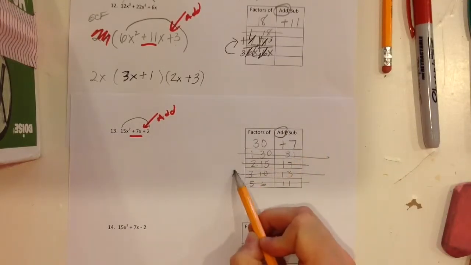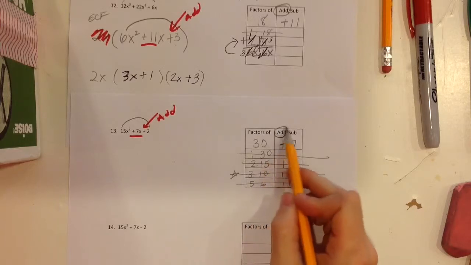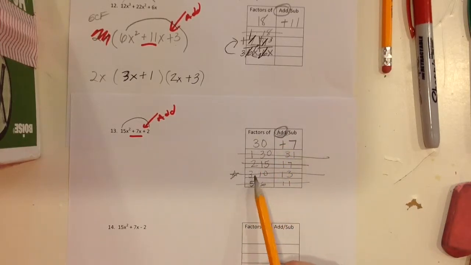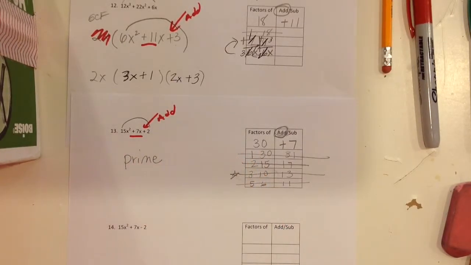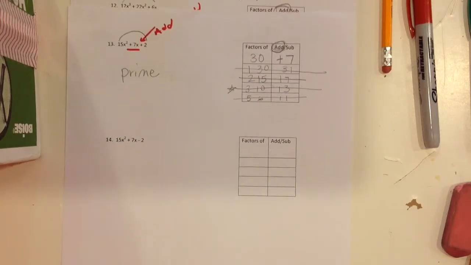Now I want you to look at this number here. Since it said to add to give me a positive 7, a lot of students get caught up in this 3 and 10. You can subtract to get 7 with 3 and 10, but you cannot add to get 7 with 3 and 10. So this is a prime polynomial. Remember we had a prime one earlier, and that meant you couldn't do any kind of factoring.